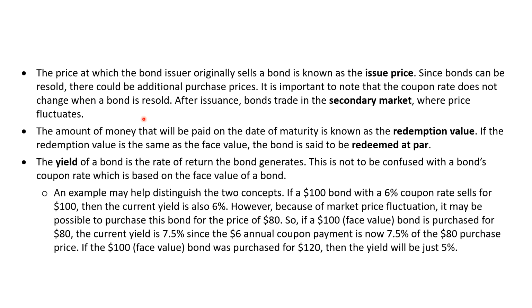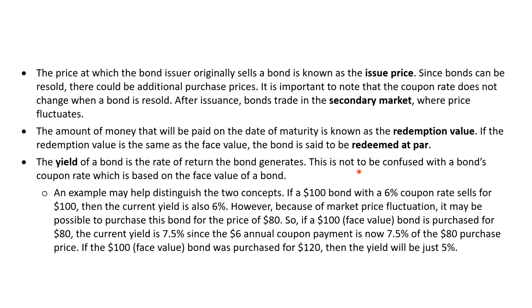After issuance, bonds trade in the secondary market where prices fluctuate. The amount of money that will be paid on the date of maturity is known as the redemption value. If the redemption value is the same as the face value, the bond is said to be redeemed at par. The yield of a bond is the rate of return the bond generates.